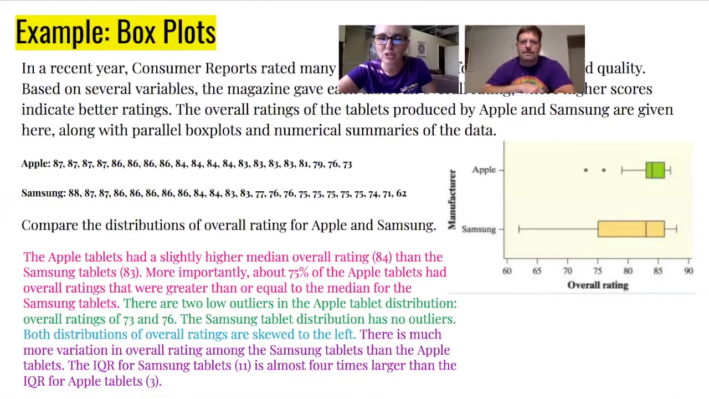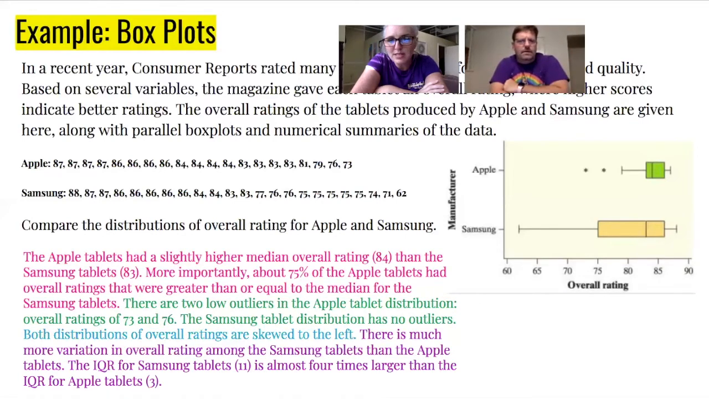Okay. Then you need to say something about unusual. So you might mention those two outliers. Outliers, that might be like the iPad 2 that's still circulating around that you bought. You probably want to say something about the shape. Both of these are skewed to the left because of that whisker.